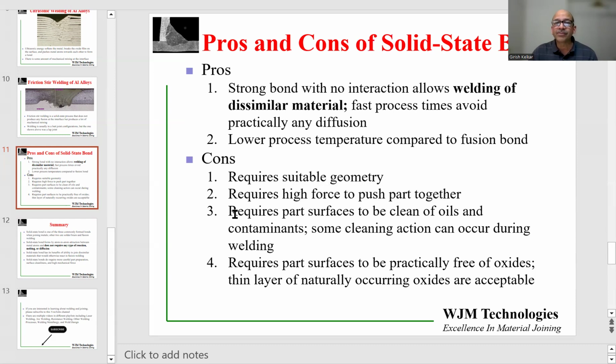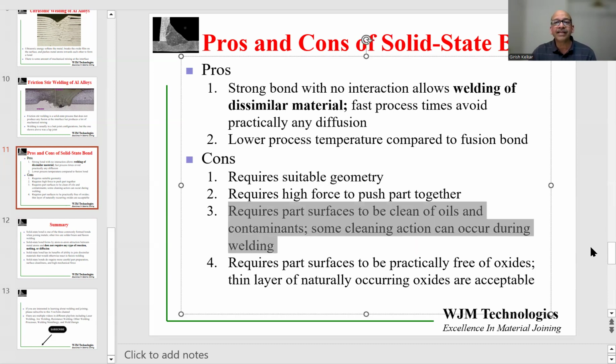And you do require the parts to be relatively clean of oils and contaminants. It doesn't have to be atomic level clean or microscopically clean, but clean enough in normal operating conditions. And some amount of cleaning does occur during welding. There's some amount of heating in some processes, and some amount of pushing out of the intermediate contaminants in some processes. But ideally you want very clean components before they are brought together for the joining process.